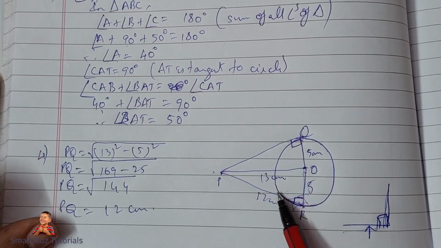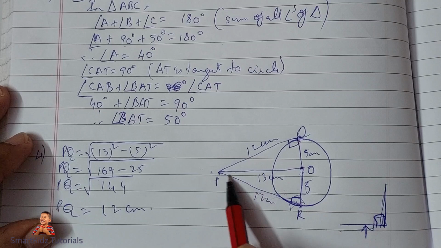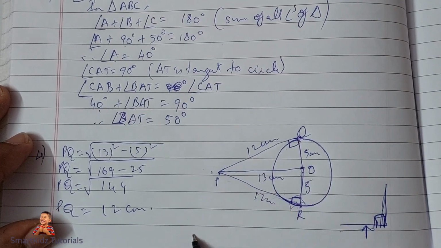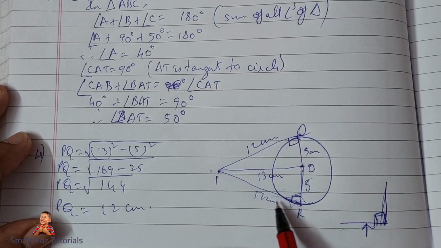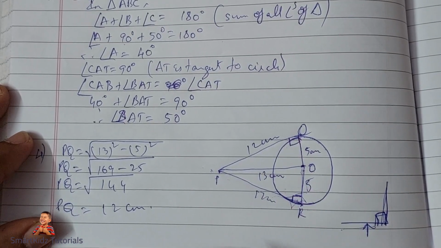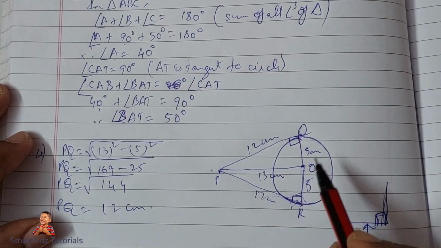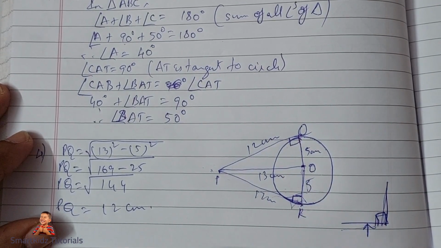We know tangents drawn to a circle have equal lengths. If this is 12 centimeters, this has also got to be 12 centimeters. And this is the common side, 13 centimeters. Radii also are the same. We usually prove by RHS that the two triangles are congruent. We don't have to prove anything over here when they are congruent. We just need to apply that knowledge.